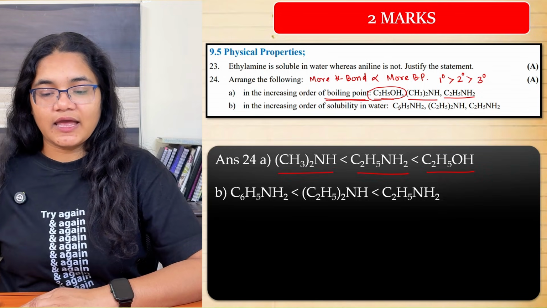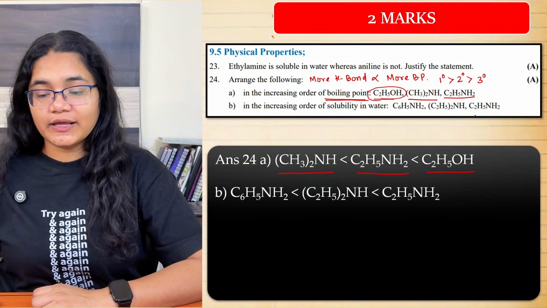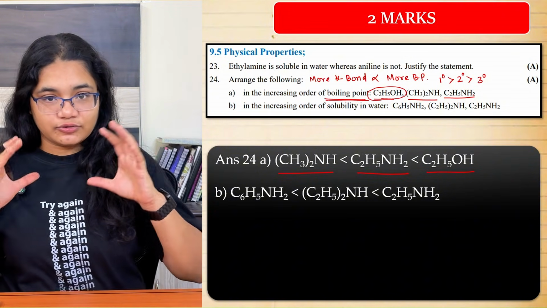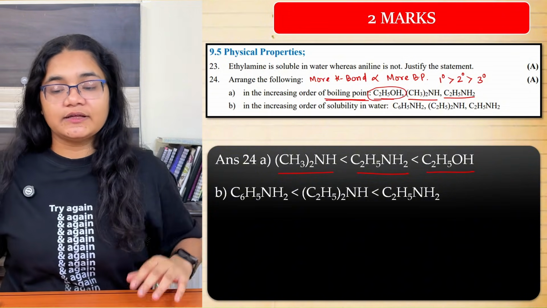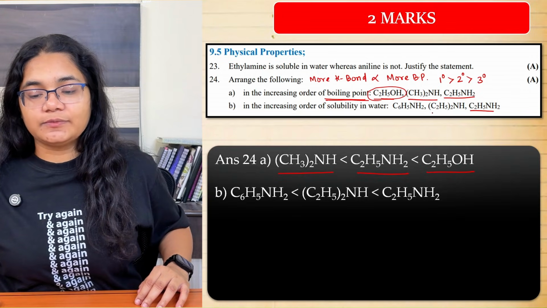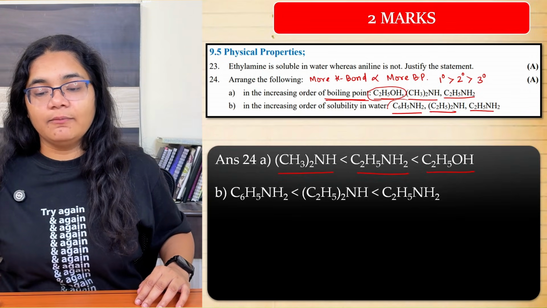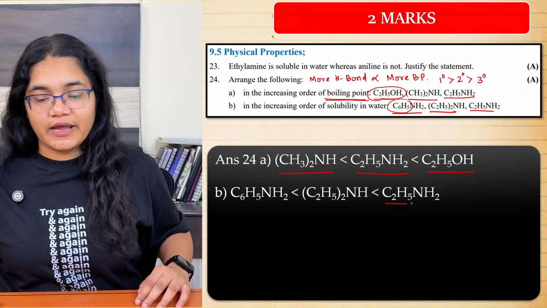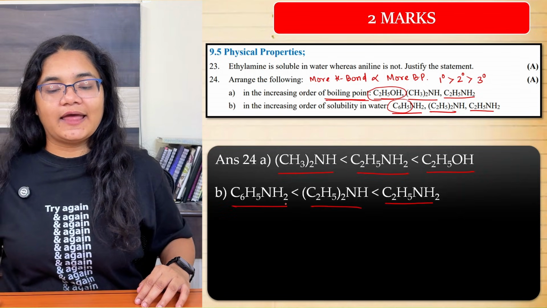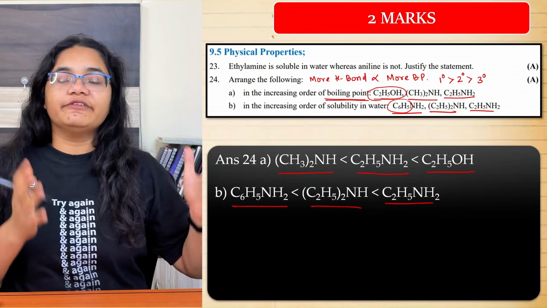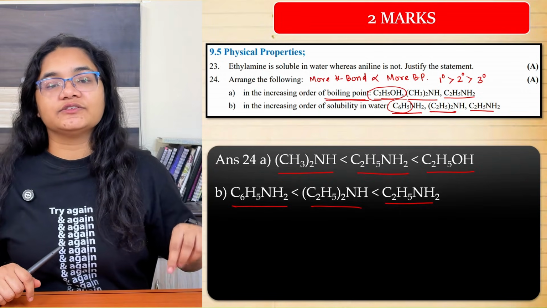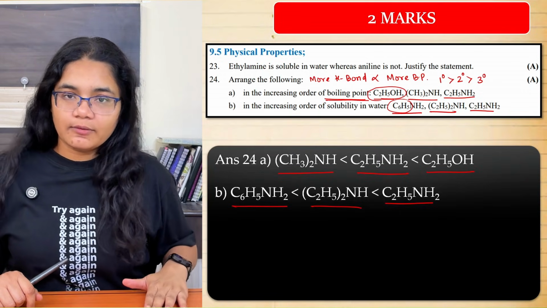Next, here we have a similar question. Hydrogen bonding depends on the structure. The smaller the structure, the better the hydrogen bonding. Here this is primary, this is secondary, and here we have a bulkier group. So that is why C2H5NH2 comes first, then the secondary, and then the bulkier group, which reduces the solubility because of less formation of hydrogen bonding.